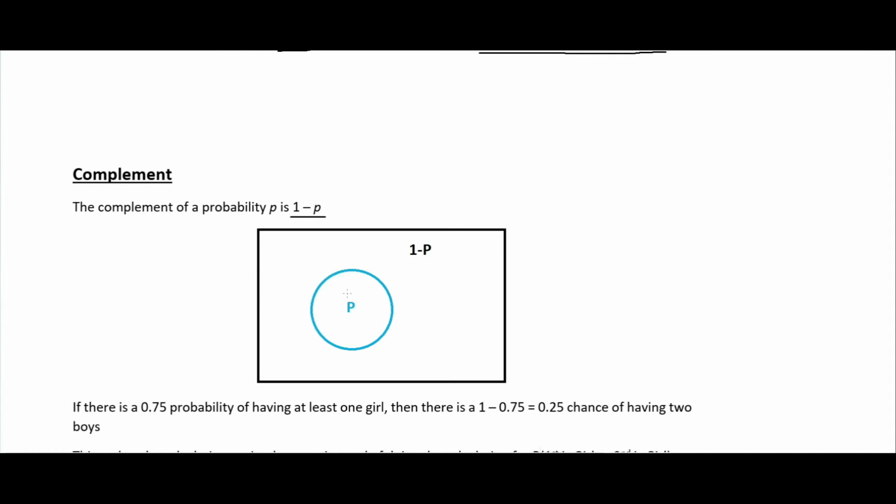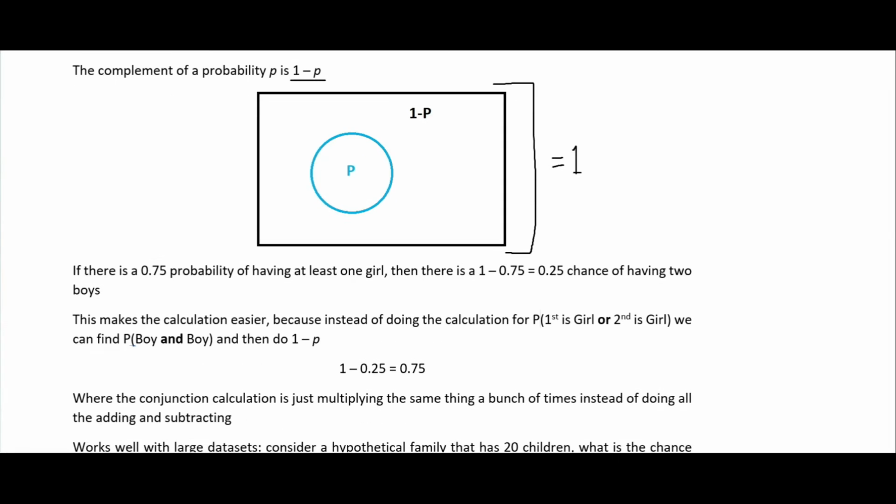So if we look at this figure down here, say this blue circle is our probability of something happening, and everything in this box, including the blue circle, is equal to the 1 or 100% chance. Then if we want to subtract out this p here, we would just do 1 minus p, and that will give us everything inside the box, excluding the blue circle. That is the pictorial look at what a complement is.